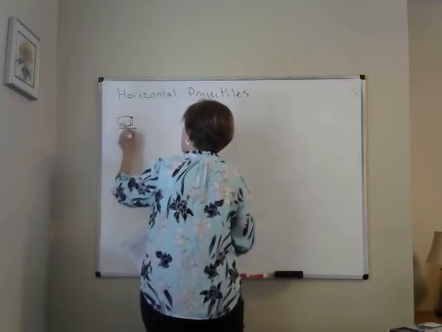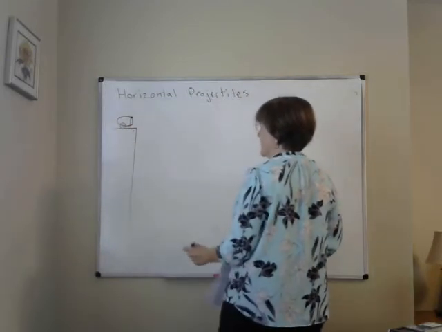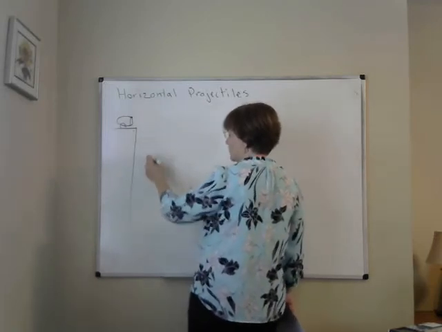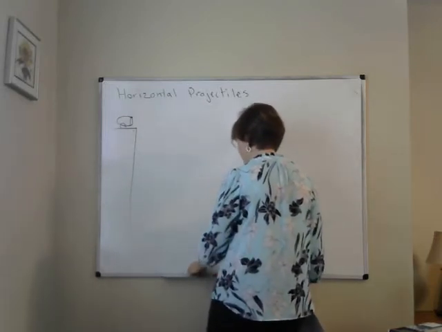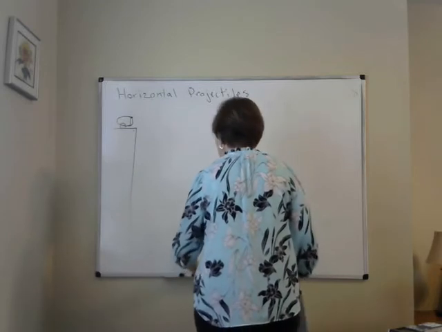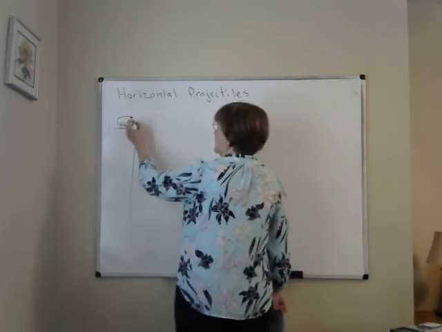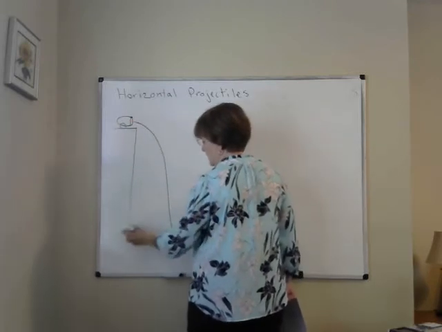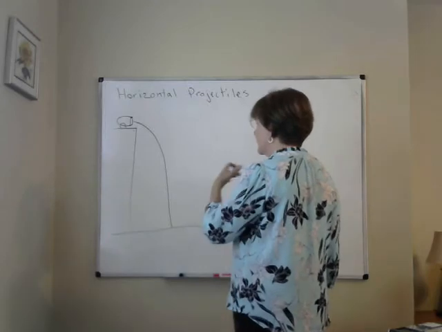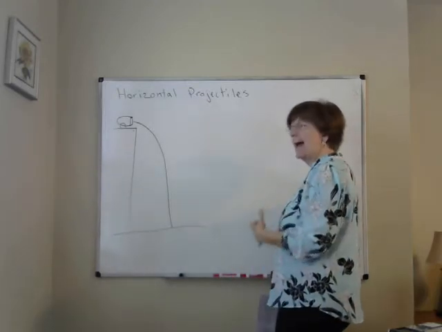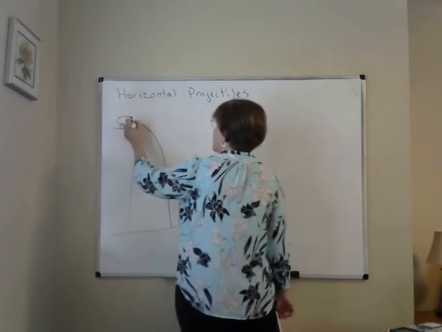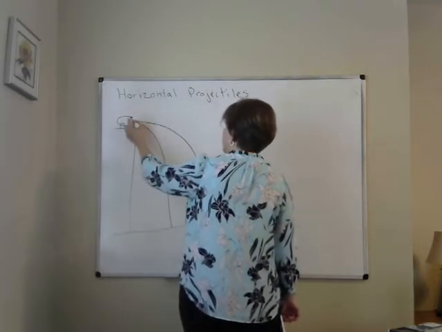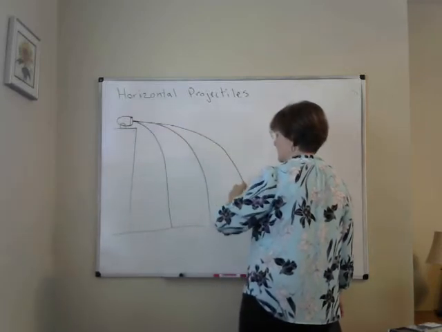When we have a horizontal projectile, we're shooting things horizontally. But before I shoot one horizontally, I want us to just think about, if I drop it, it'll fall straight down. But if I shoot it horizontally, it'll travel a path that looks something like this. It looks like a parabola. It really looks like half a parabola. If I shoot it a little faster, it'll look like this. If I shoot it even faster, it'll look like this.